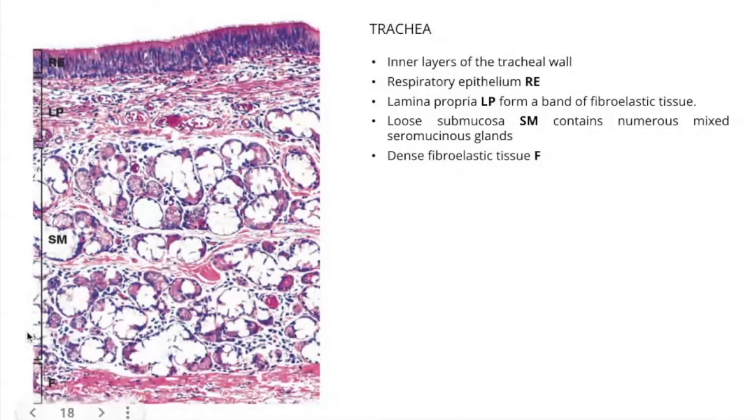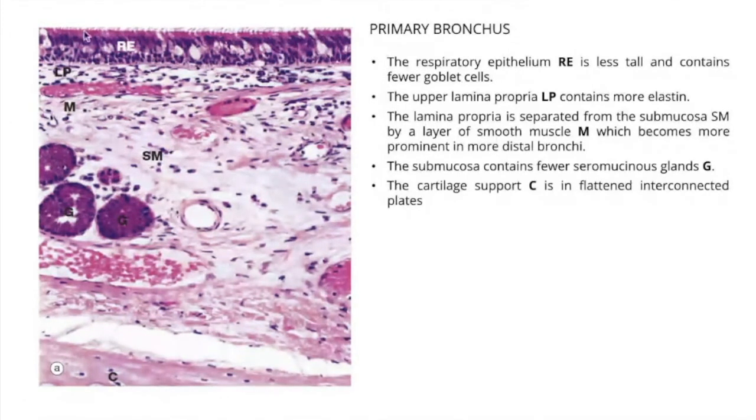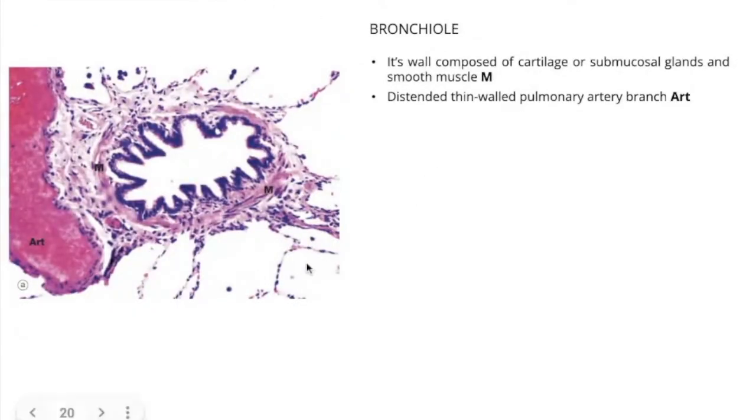So and also it has the dense fibroelastic tissue extending downwards. And this is a primary bronchus, part of primary bronchus. So the micrograph showing the respiratory epithelium, which has some goblet cells, and also the upper lamina propria contain more elastin fiber. And the M is actually a layer of smooth muscle cells, which later becomes more prominent in more distal bronchi. And submucosa contain fewest here, whereas G here, seromucinous gland, also to produce the mucus, and C is actually the cartilage support.